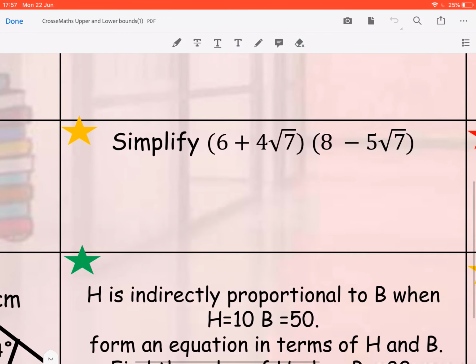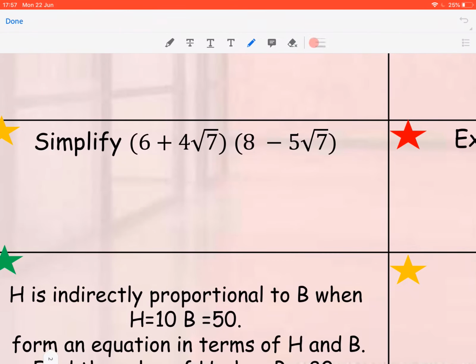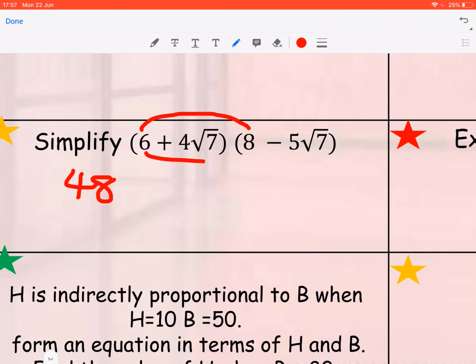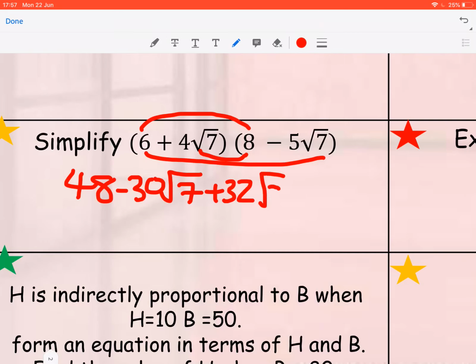Next one. So I've got simplifying a bit of surds. Times the 2 front ones together. 6 times 8 is 48. Okay, that's the first 2. Then the outside edges. 6 times negative 5 root 7 is just minus 30 root 7. All you're doing is multiplying the 6 by the 5 and then putting it in front of the root 7. Multiply the inside edges next. 4 times 8 is 32. And then the root 7 just goes on the end.